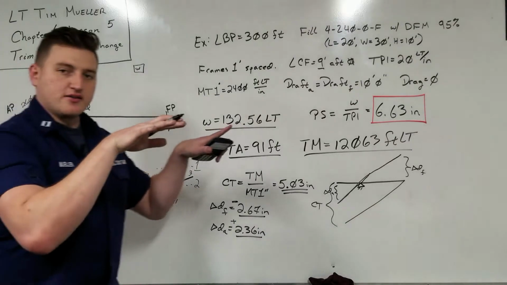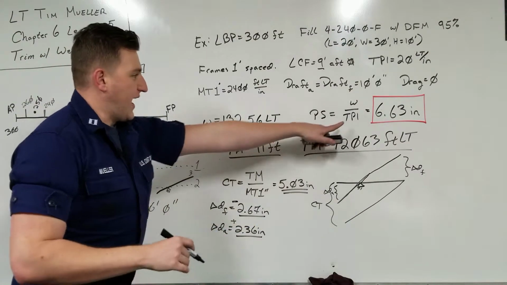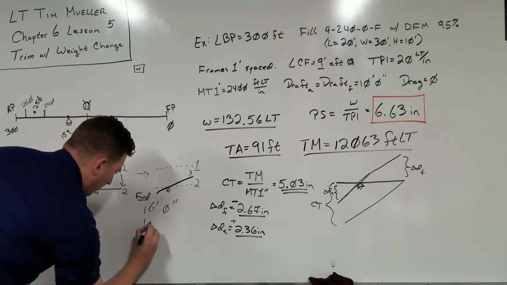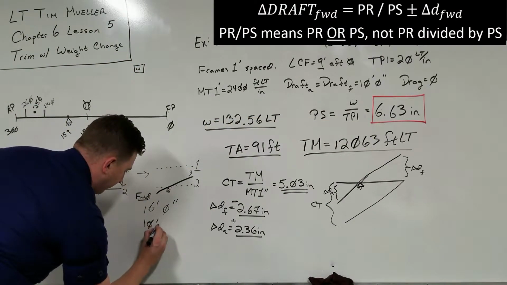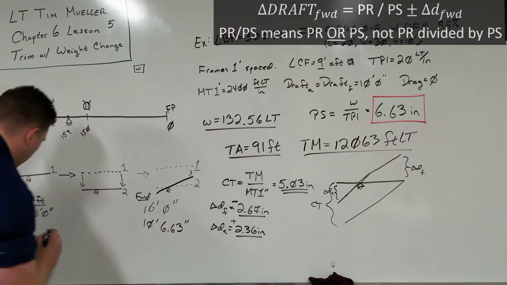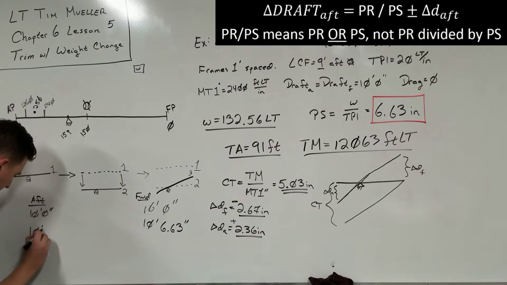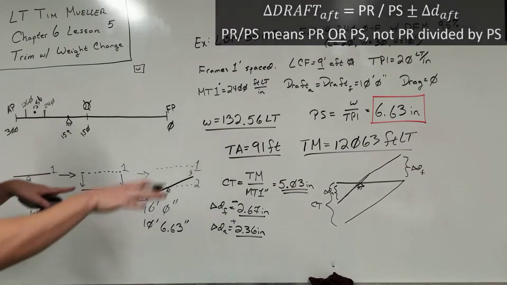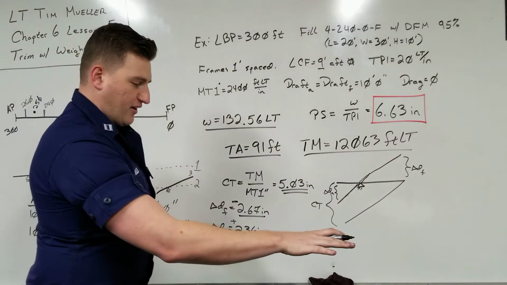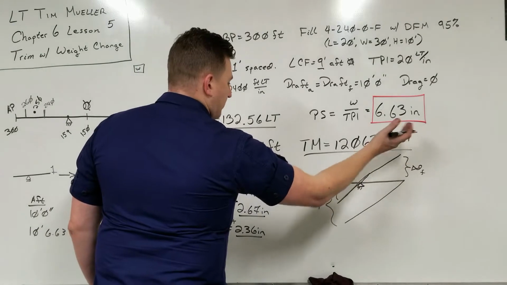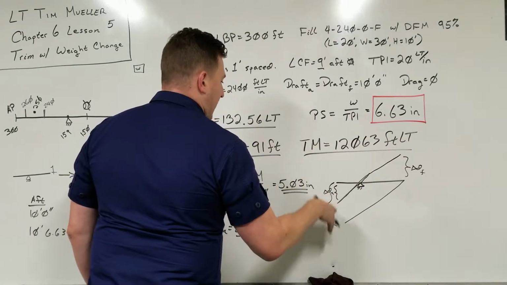Now let's start doing parallel sinkage. We're going to add our 6.63 inches to this. So both are going to go from 10.0 to 10 foot 6.63 inches. Because it's parallel sinkage, it happens on both of them. So now the ship is sitting at 10 foot 6.63 inches. Now I know my forward pops up. I know my aft ducks down a little bit more.